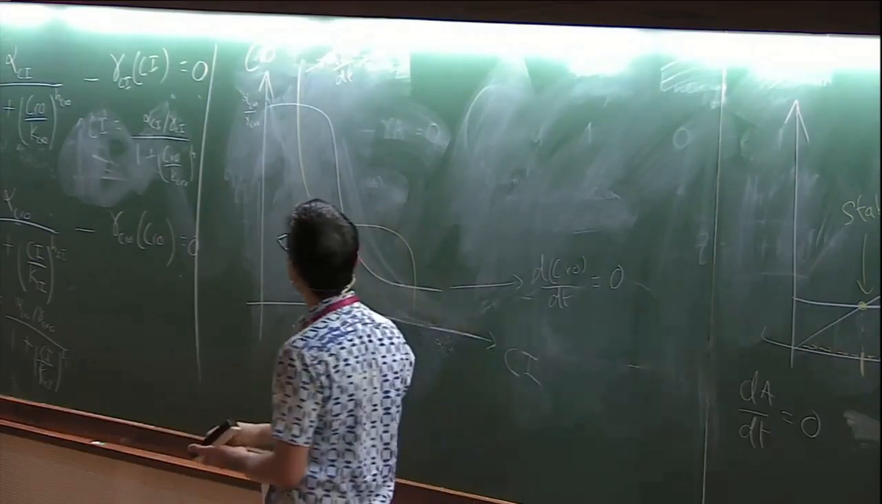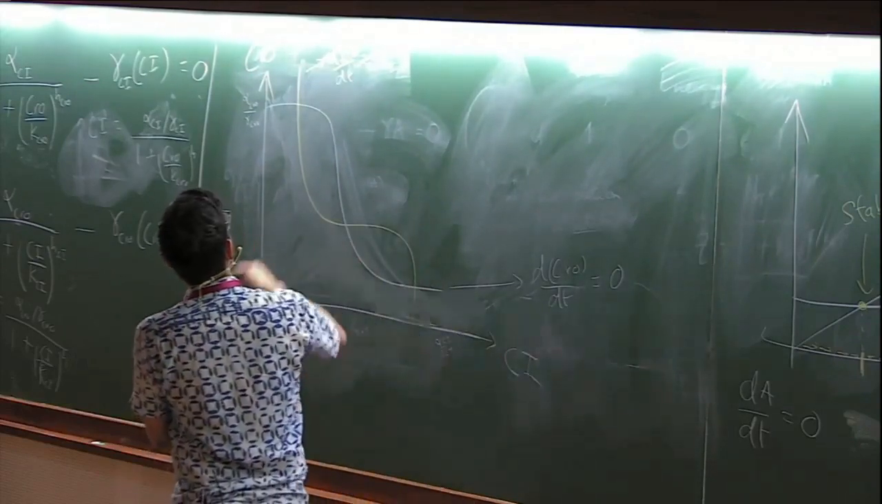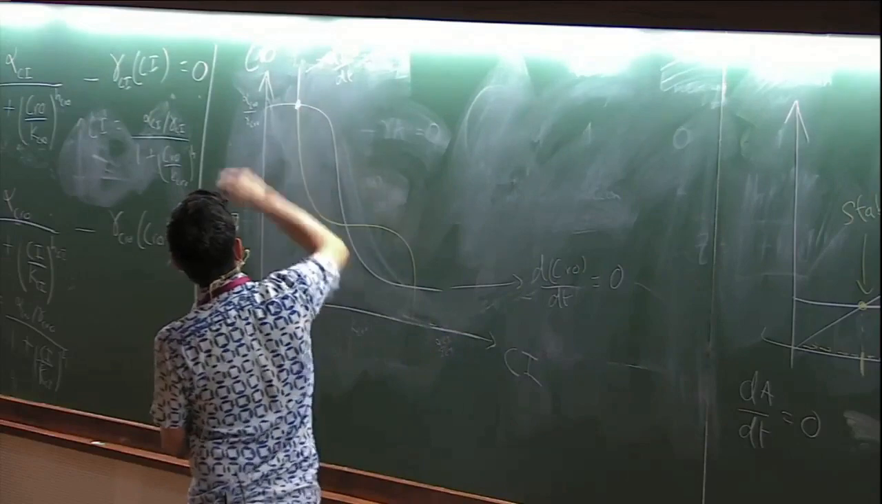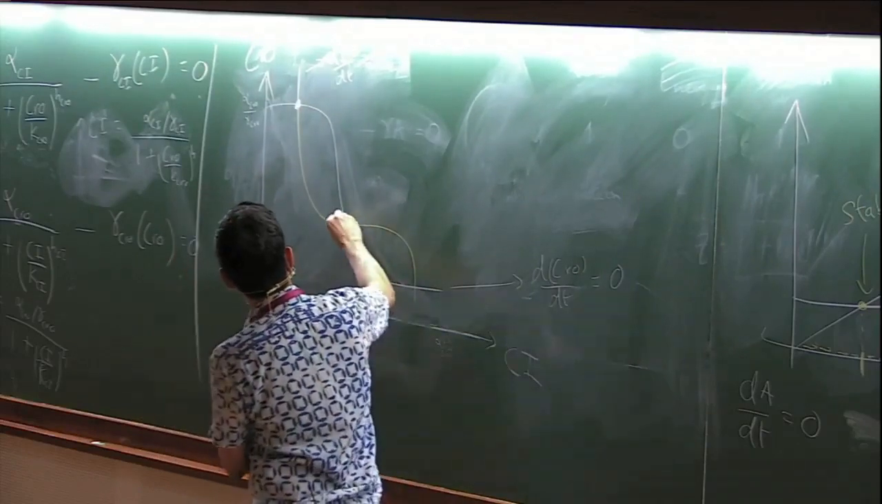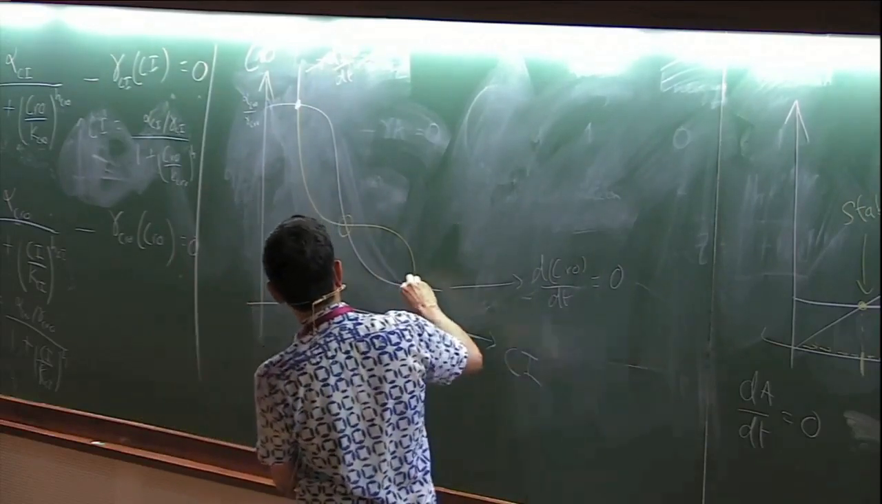And it turns out, so I'll just state the result here. This one will be stable, this one will be unstable, and this will be stable.